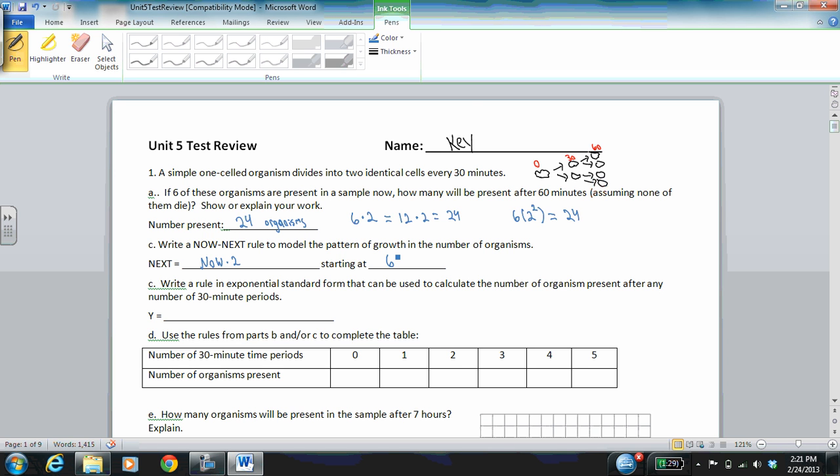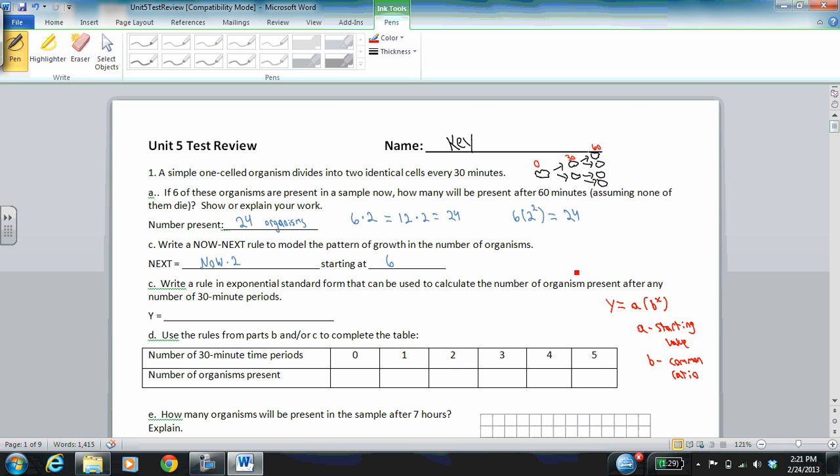And since we're multiplying in the now-next rule, we know this is exponential growth. So the cool thing about exponential growth is the standard form of an exponential function, the explicit form, is always y equals a times b to the power of x. We just have to figure out what a is, the starting value in any given problem, and what the specific value for b is, and that's the common ratio. Or you could think of that as the growth factor if it's growing, or the decay factor if it's decaying.